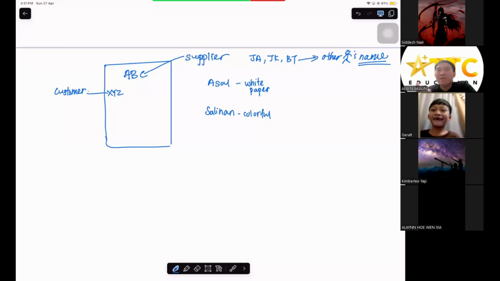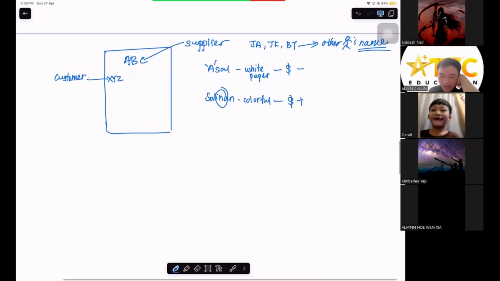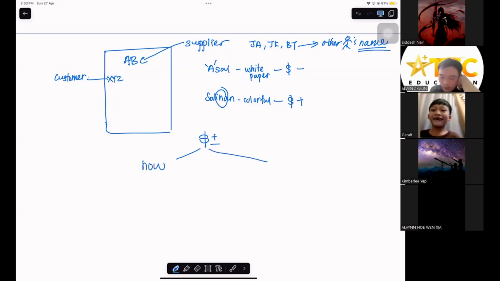Those are salinan. So normally asal, this white paper, is definitely talking about money going out. Normally the colorful one is money coming in. Or A for out, in for in. Normally I look at it like this. So money can come in now or come in later. Money comes in or goes out now or can be later.